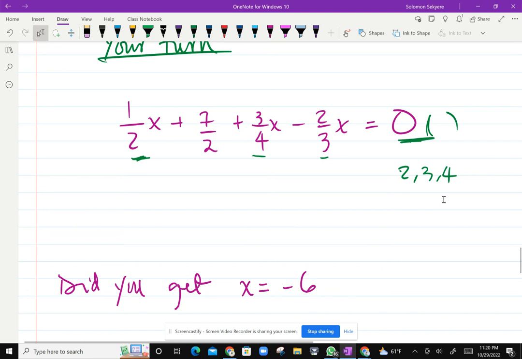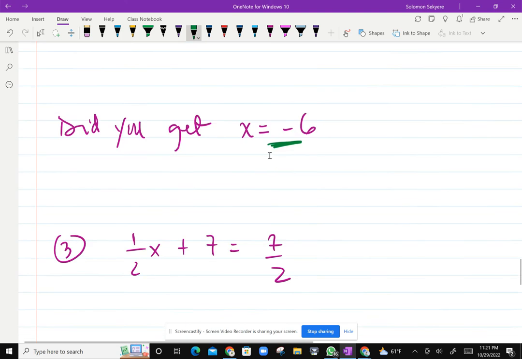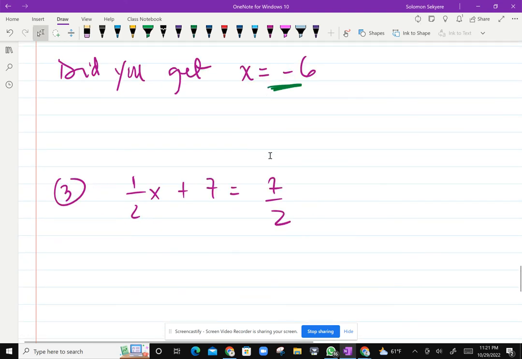Once you do that, all the denominators will be gone, and you have one equation. And then after that, what do you do? You move all terms that do not contain your variable to that side. And then you combine all your like terms, cross multiply. Did you get x equals negative 6? What about this one? 1 half x plus 7 equals 7 over 2. What did you get?